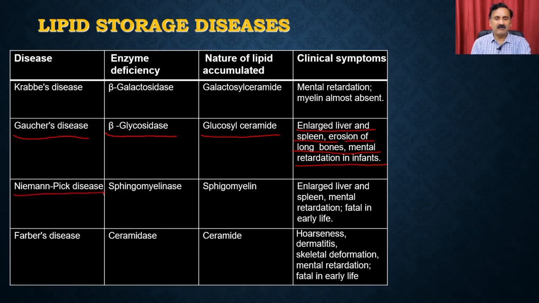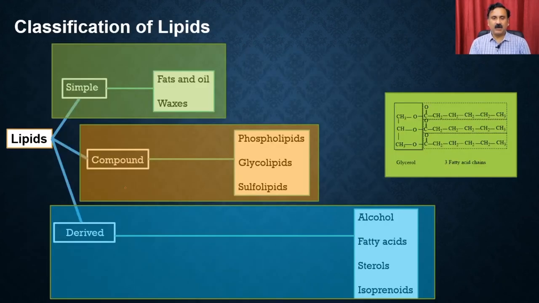Similarly, you have Niemann-Pick disease or Farber disease. There you can have different types of fats being stored, and mostly it is responsible for different types of mental as well as other abnormalities in different types of organs. So this is all about the simple lipids as well as the compound lipids, and then let's talk about the derived lipids.